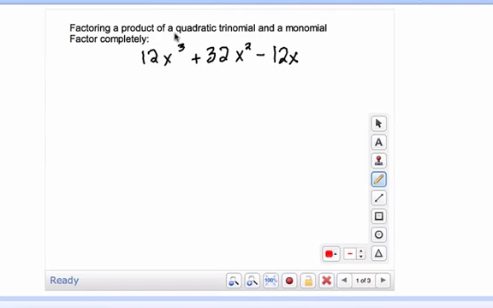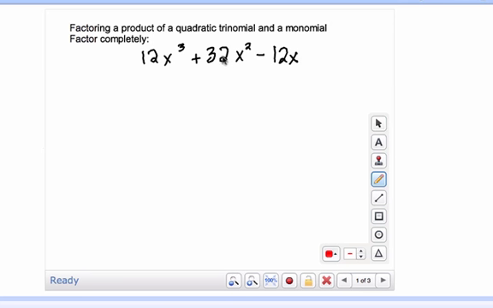Okay, this is for factoring a product of a quadratic trinomial and a monomial for Alex. Basically, when it comes to factoring, always the first thing you should do is see if you can common factor. And that's essentially what's happening here.